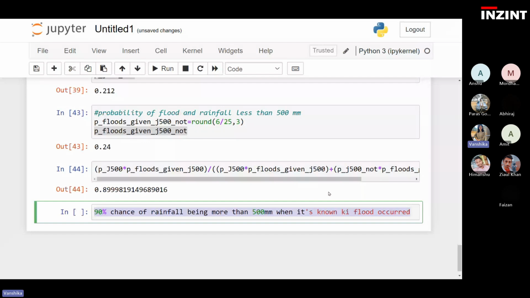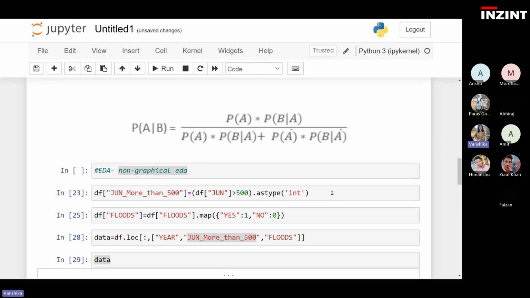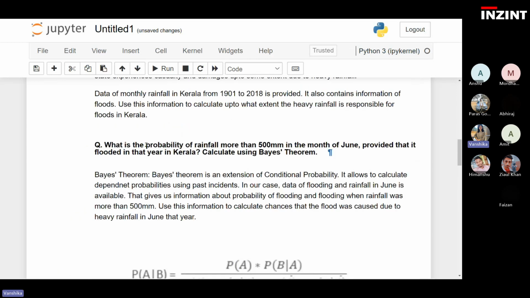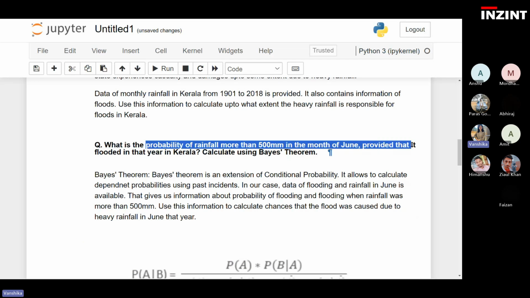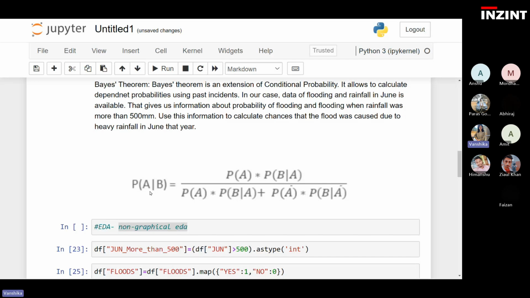Where is the application of Bayes theorem? Now, if I ask one last question before ending the session, अभी हमने क्या किया? We calculated the probability of rainfall more than 500 millimeter in June, provided that it flooded that year in Kerala. If I reverse it, if I say I want to know the probability of flood in Kerala given that rainfall is more than 500 millimeter in June, will you get the same result or will the probability be different? अभी तो A conditional B किया है, yeah, obviously different.